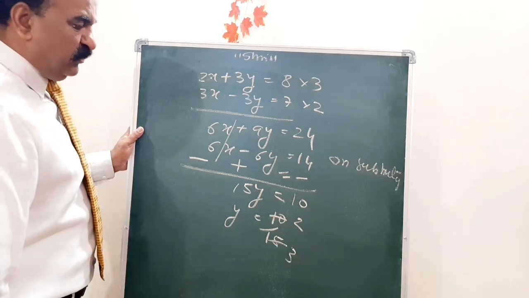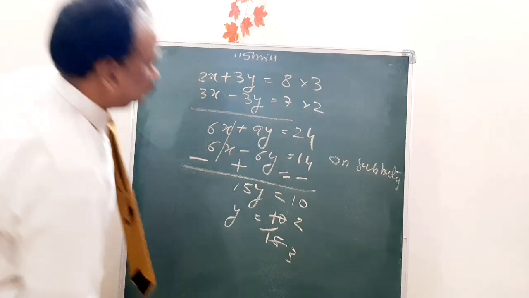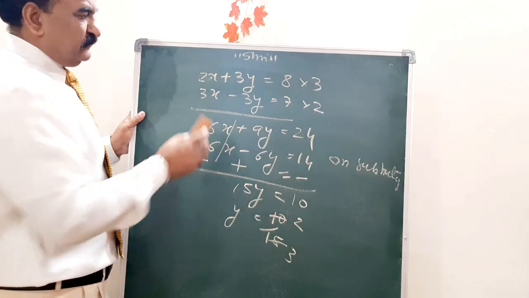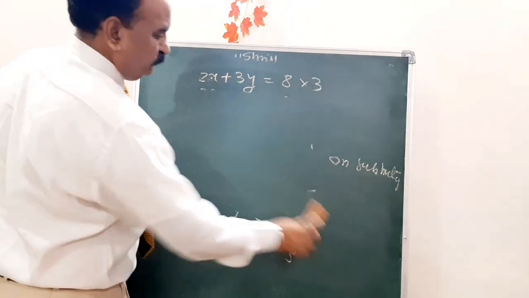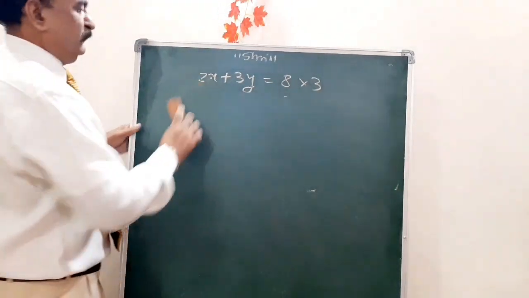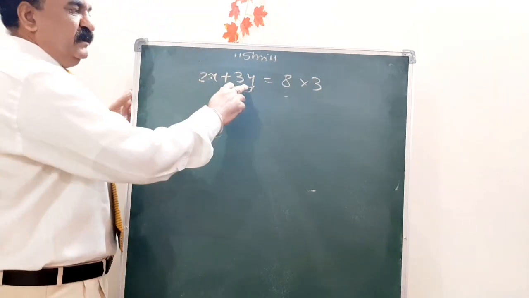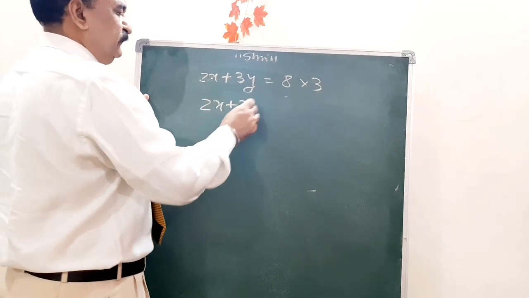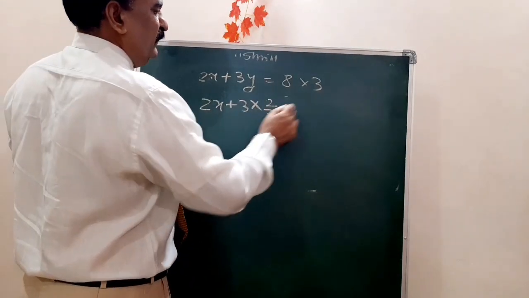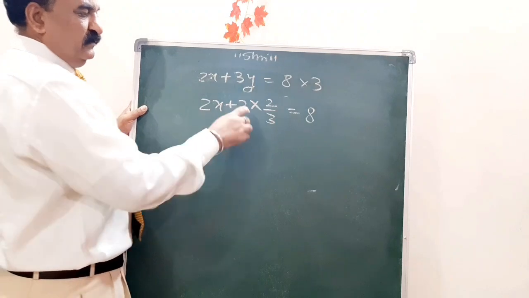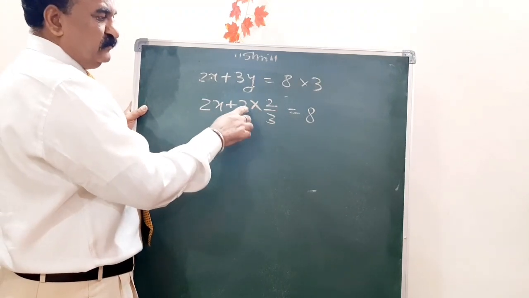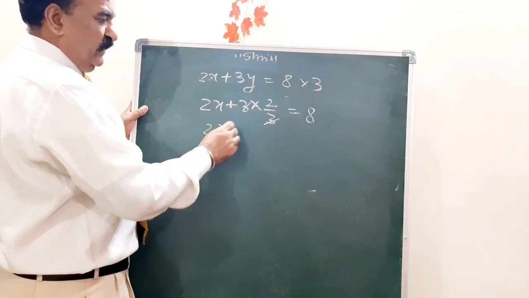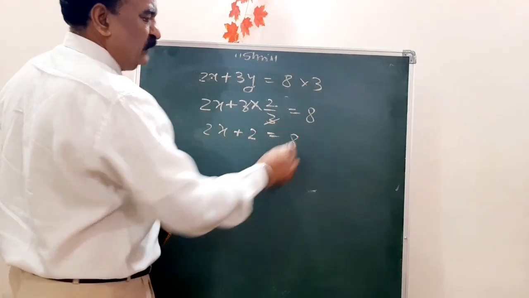Now you can find the value of x. Let us see how. y is equal to 2 by 3. You can put it in this equation. It means 2x plus 3 into 2 by 3 is equal to 8. This is the sign of multiplication, 3 into 2 by 3. These 3 and these 3 will cancel. So 2x plus 2 is equal to 8.